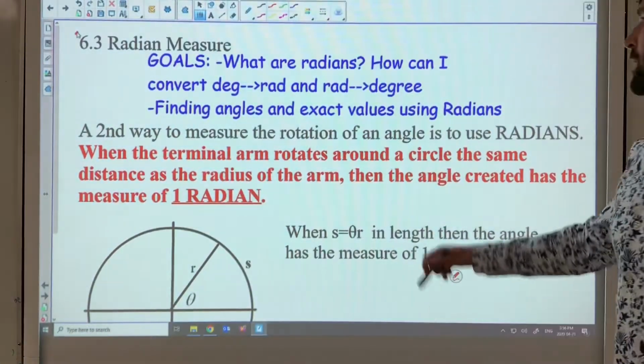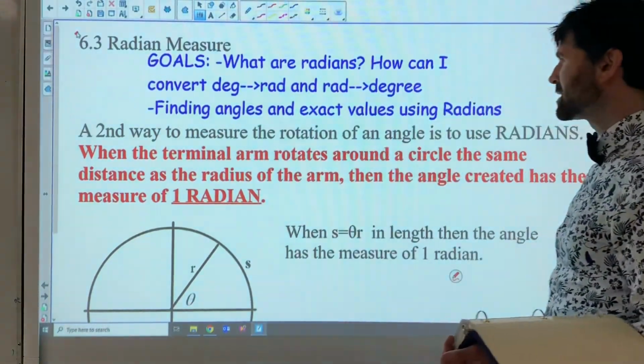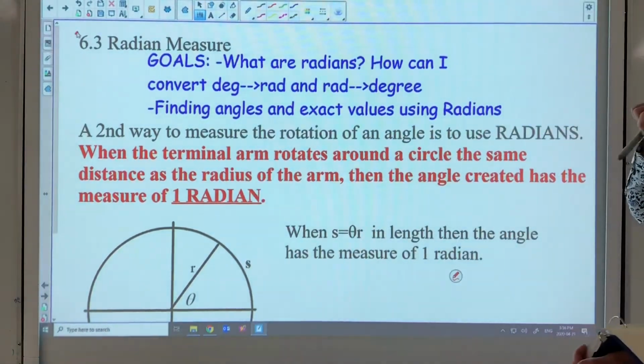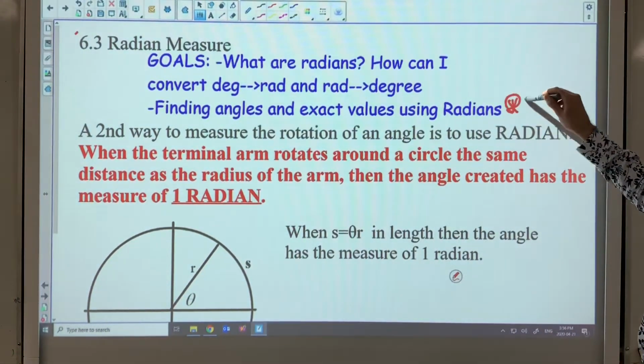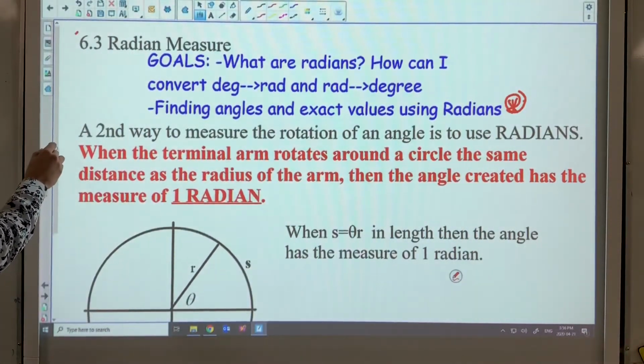And we're going to figure out what are radians, how can I convert from degrees to radians and radians to degrees. And then we're going to be doing a lot of finding angles and exact values using radians. And this is sort of the big topic on the exam. So another way to measure rotations of an angle is to use something called a radian.